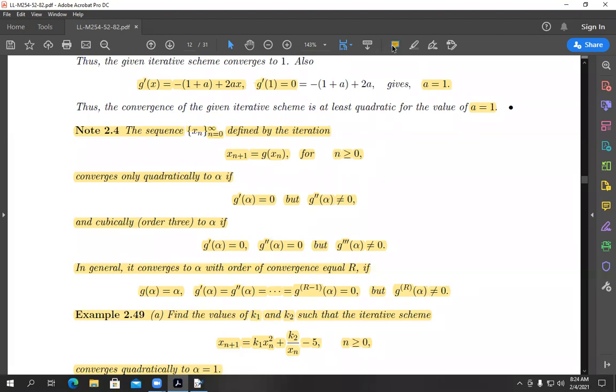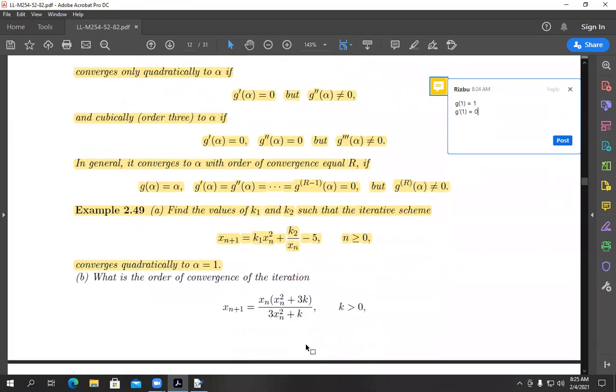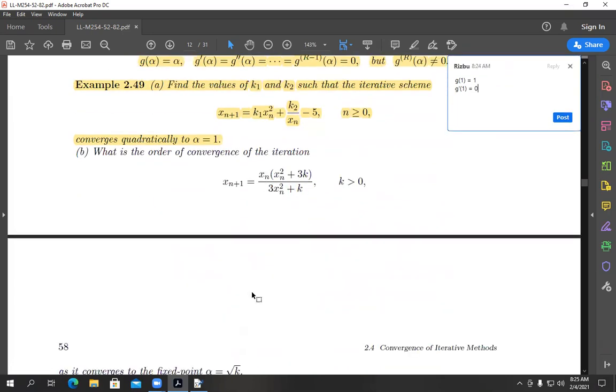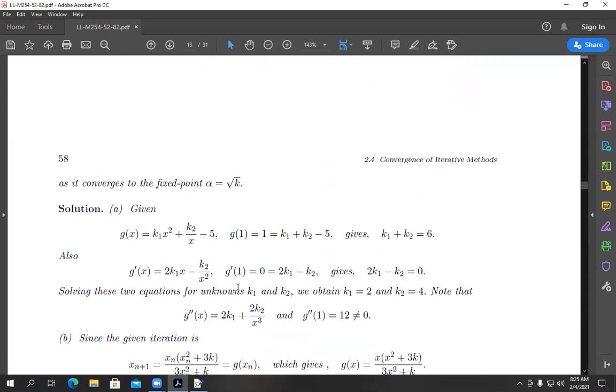So how many conditions can you use here for this problem to find K1 and K2? You have g(1) equal to 1. And then what is the other condition you can use? g'(1) must be equal to 0, because those two conditions will give you the values of K1 and K2 here. So I use it now. This is the second part. I will come to the second part here. Let's see the solution.